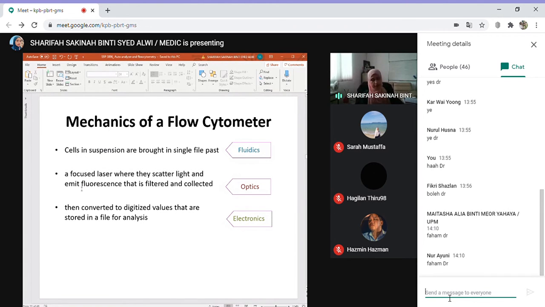And then the last part is where you already have the scattered light. The scattered light reaches the photomultiplier and is converted into the analysis part, which is the scatter plot. That is the electronic part. So it's very easy. There are three important parts.